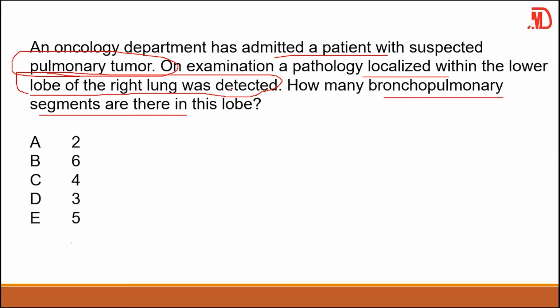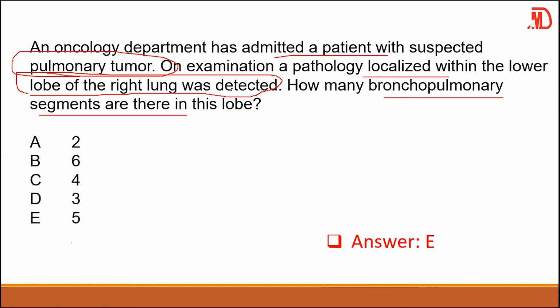5, guys. And these include the superior, the medial basal, the anterior basal, the lateral basal, and then the posterior basal segment. Now, basal means base, so don't get it twisted. So these are the 5 segments. So don't just mention it, know them.